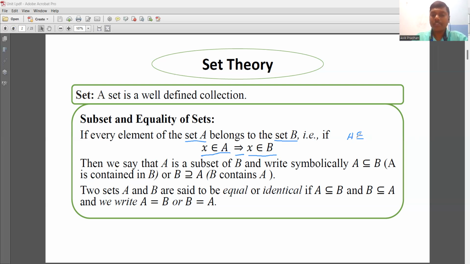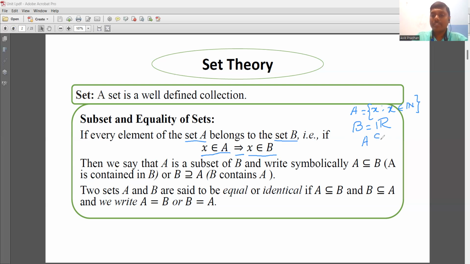Let me take an example here. Suppose A is equal to the set of natural numbers. So A is equal to all x such that x belongs to the natural numbers. And let me take B equal to, suppose, the real number set. Then obviously all the natural numbers are real numbers.